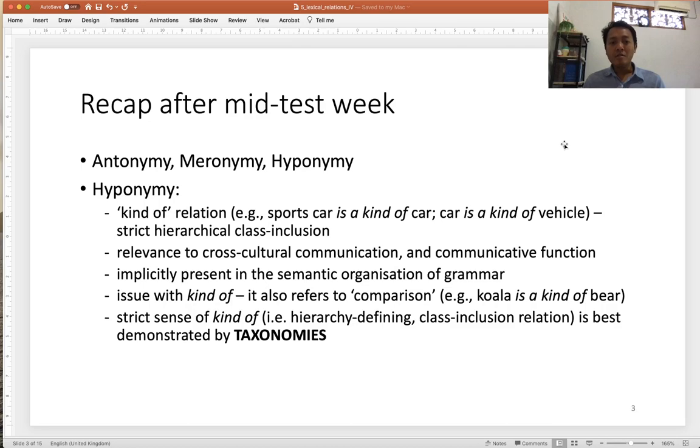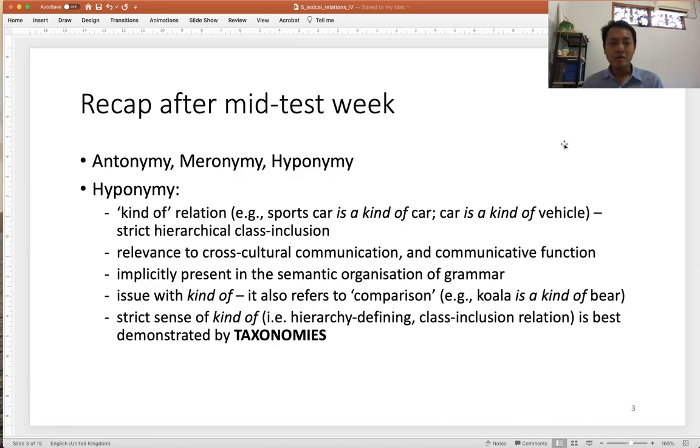Okay, and we have also looked at how hyponymic knowledge is implicit in the semantic organization of grammar as illustrated by classifier system. So a classifier is a word that follows another word, especially a noun, that tries to classify those nouns into certain types. Different classifiers will have different forms for certain types of nouns. So there are different forms for classifiers that go with nouns of human types. There are different forms of classifiers that go with nouns of non-human types, for instance.